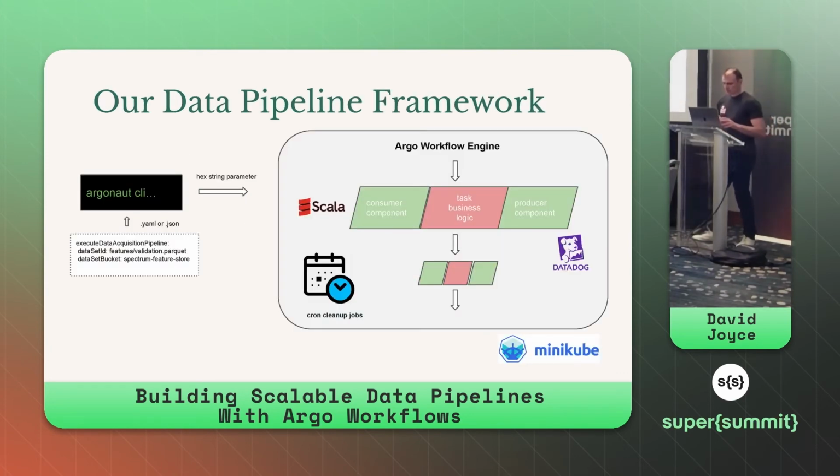Just a little bit around our SDK, what we built to simplify workflows for our developers. I showed you already our Argo CLI. That can take in a YAML file or a JSON, convert that into the hex string parameter, push it up to the Argo Workflows, then convert it back into the file. So when you're passing messages between tasks, you're dealing with files. So we've created our own SDK that can simplify that.